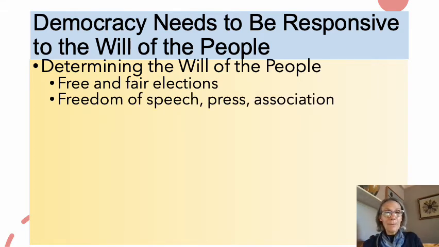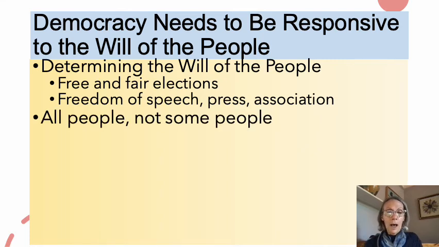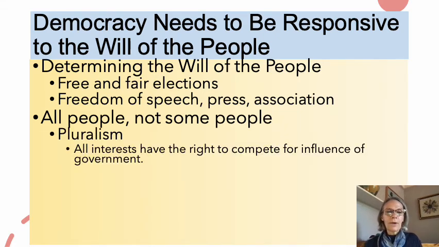We also need to be able to let people speak freely and to have a press that is fact-based and giving people correct information. We need to have the freedom to associate with others that we agree politically with, because it's through freedom of speech, freedom of press, and freedom of association that the will of the people can be expressed. It's important that in a democracy, the will of the people isn't that we just listen to some people, but we listen to all people. And that is a fundamental principle of pluralism that you're going to be reading about in the textbook.